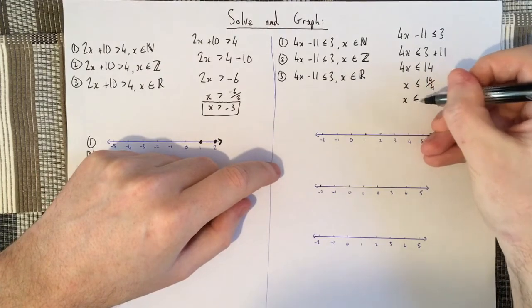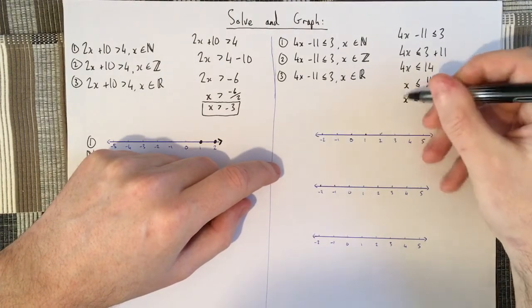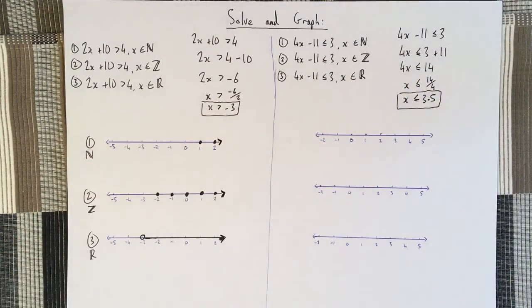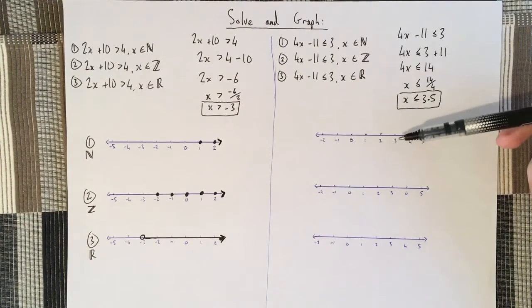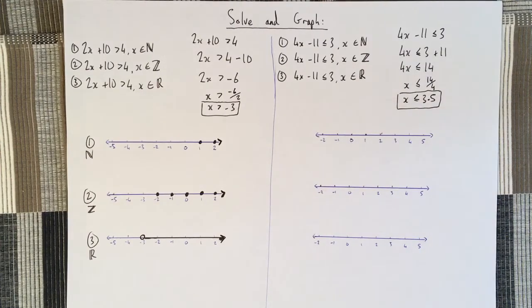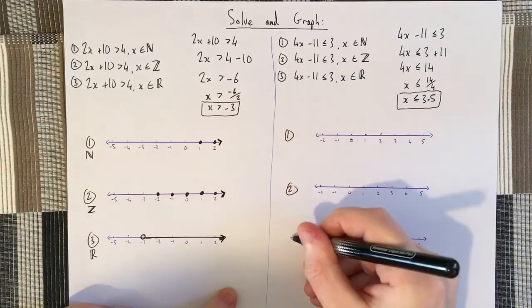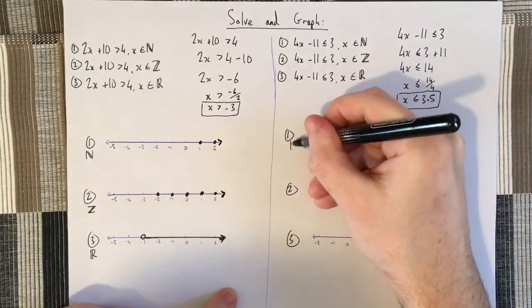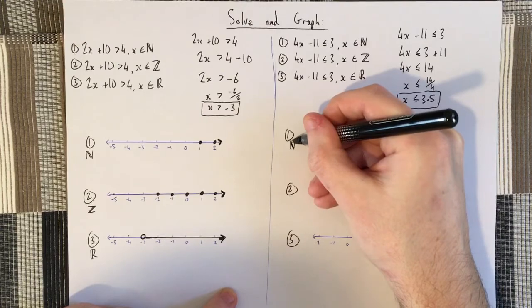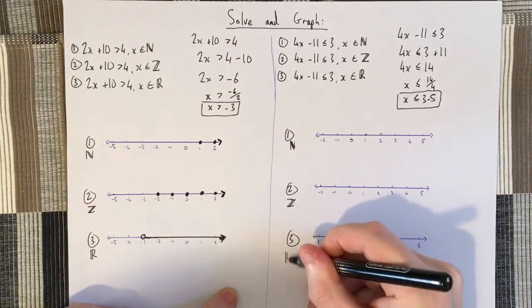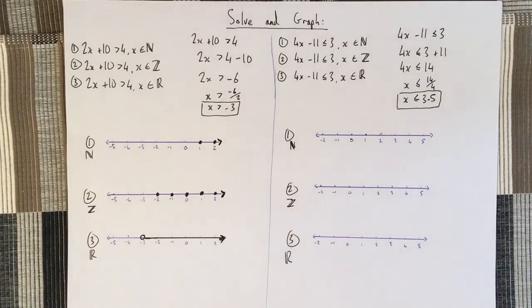So x is less than or equal to 3.5. I know exactly where 3.5 goes. 14 over 4, not sure. 3.5, I know where to put that on my number line. So same thing, I'm going to be graphing it for natural numbers first, then for integers, and then for real numbers.